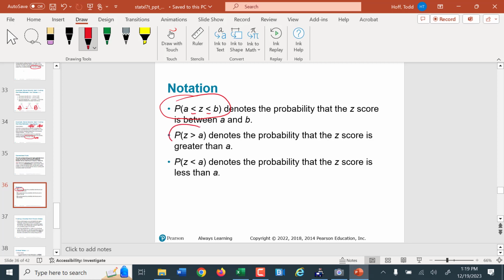Probability of being greater than a value A is P of Z greater than A. That's where we have to do 1 minus the probability that Z is less than A. Of course, up here, this is the probability that Z is less than B minus the probability that Z is less than A to get between. And this one is just the probability that Z is less than A, because that's what our Excel and our textbook table give us, that probability of being less than the requested z-score.